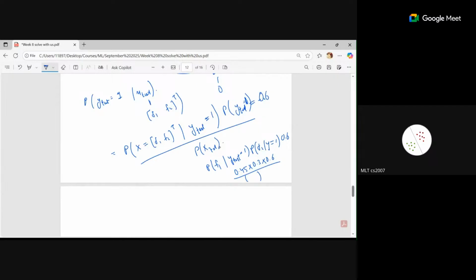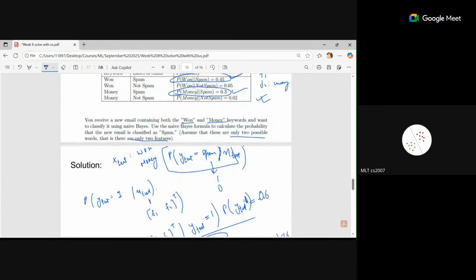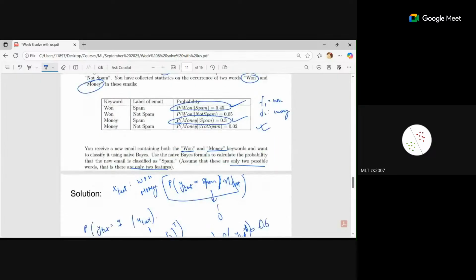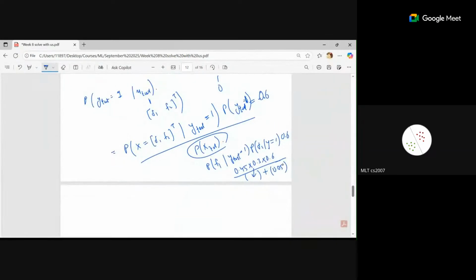Now, what is the probability of x test? It will be all this probability plus we will also add the case where y is equal to 0. So that would be 0.05 times 0.02, so 0.05 times 0.02 times 0.4. And whatever you get after solving this is your answer, and this turns out to be 0.995. Any doubts?